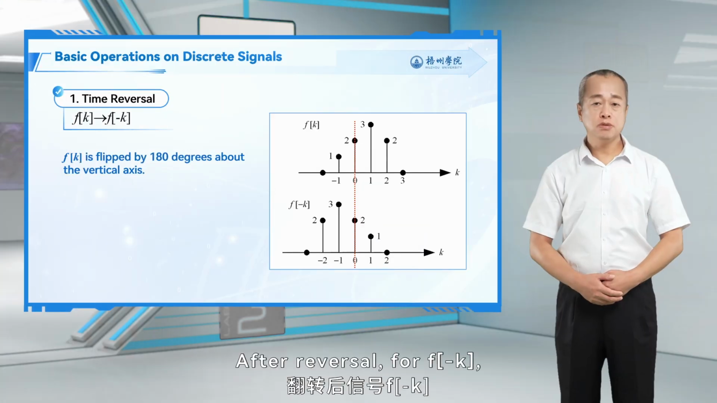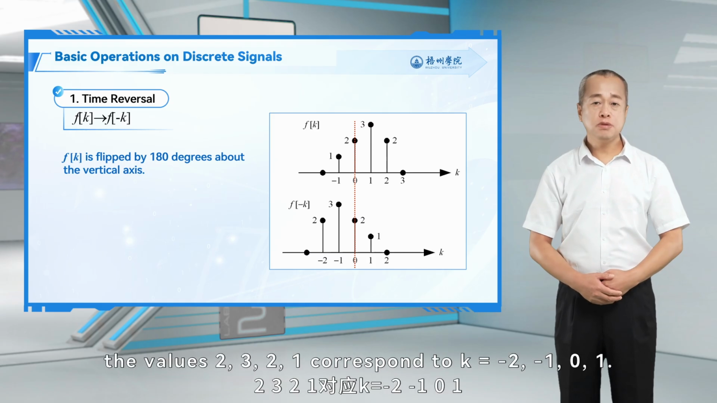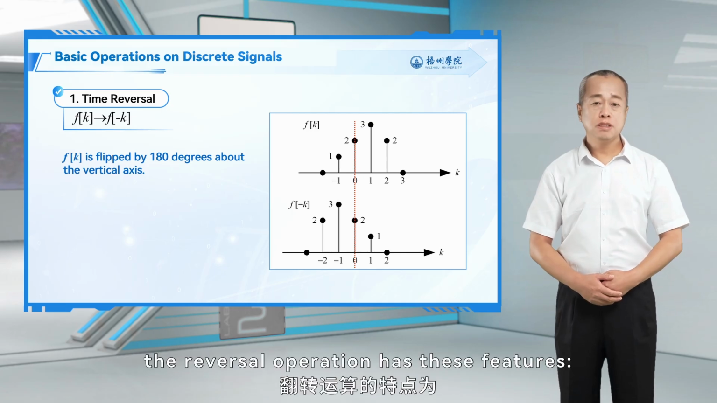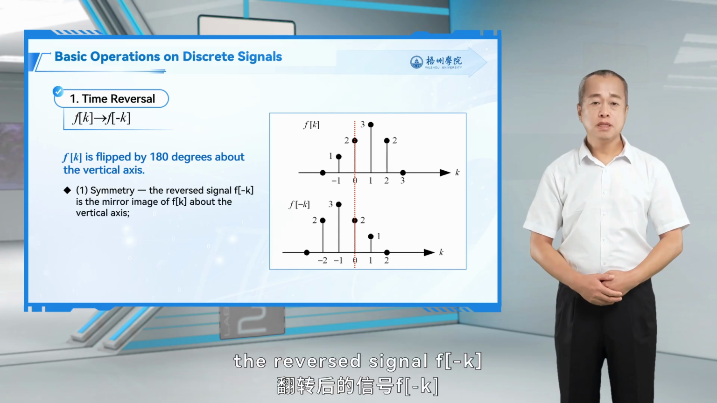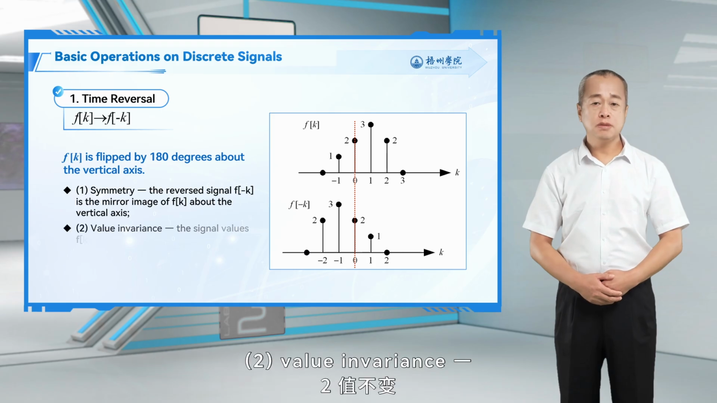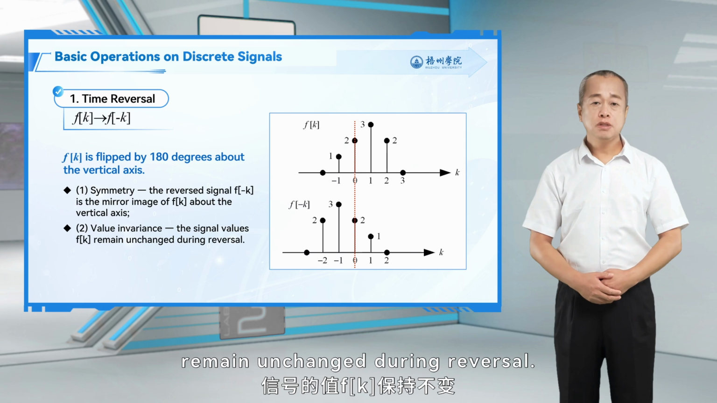After reversal, for f of minus k, a symmetric pattern appears along the k-axis. The values 2, 3, 2, 1 correspond to k equals minus 2, minus 1, 0, 1. In summary, the reversal operation has these features. 1. Symmetry. The reverse signal f of minus k is the mirror image of f of k about the vertical axis. 2. Value invariance. The signal values f of k remain unchanged during reversal.